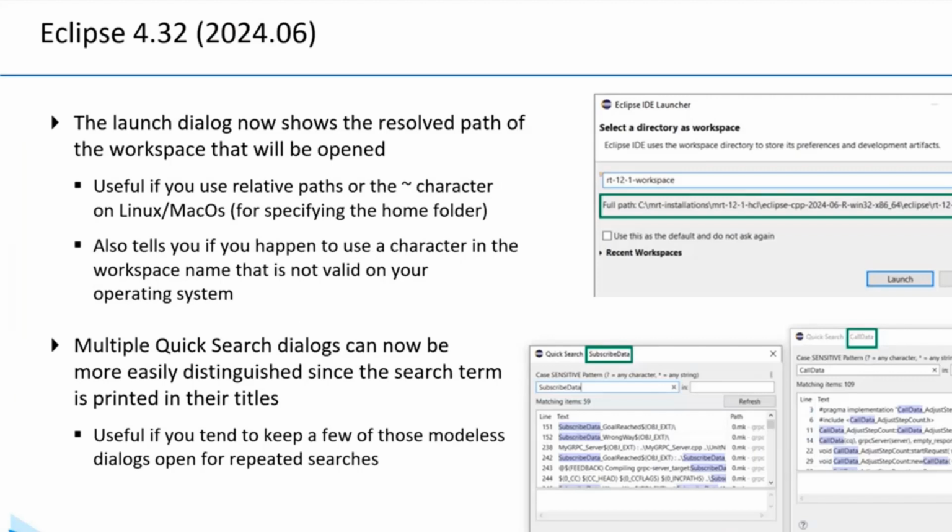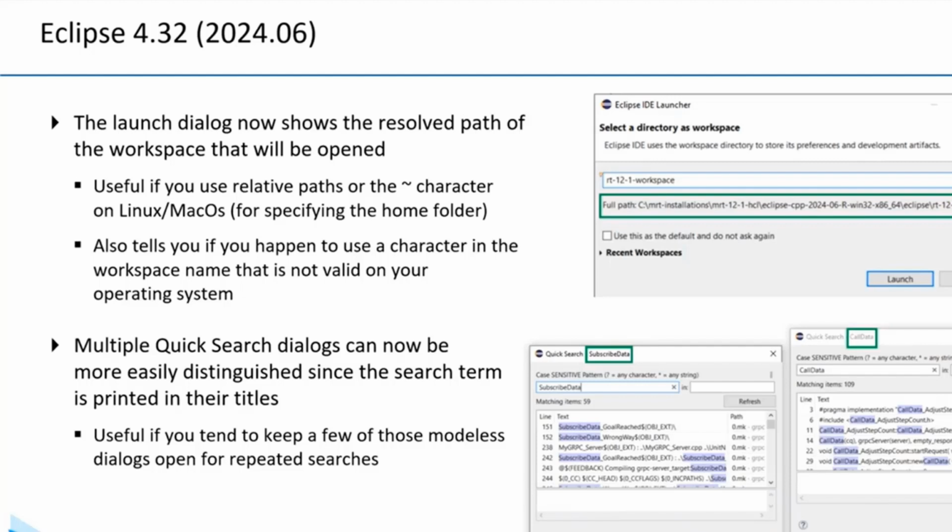There is also an improvement in the launch dialog. There is a new field where you can see the full path to the workspace that you have entered in the text box. This can help if you have workspaces with the same name at different disk locations, or if you want to see how certain special characters such as the tilde character expand on Linux or macOS. Or if you happen to use a character that is invalid on your operating system, you will get a message there already before you try to launch it.